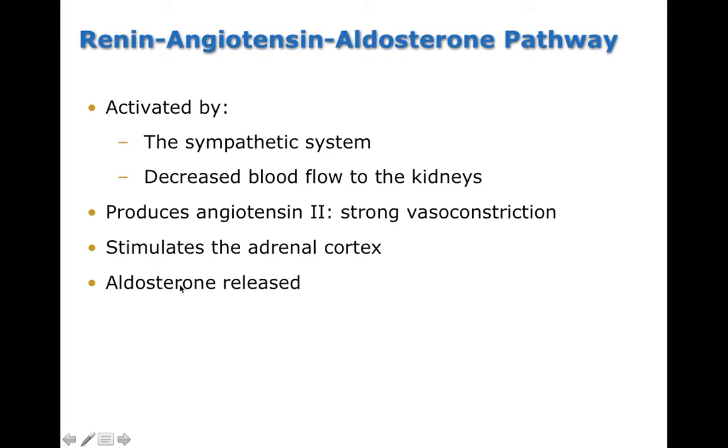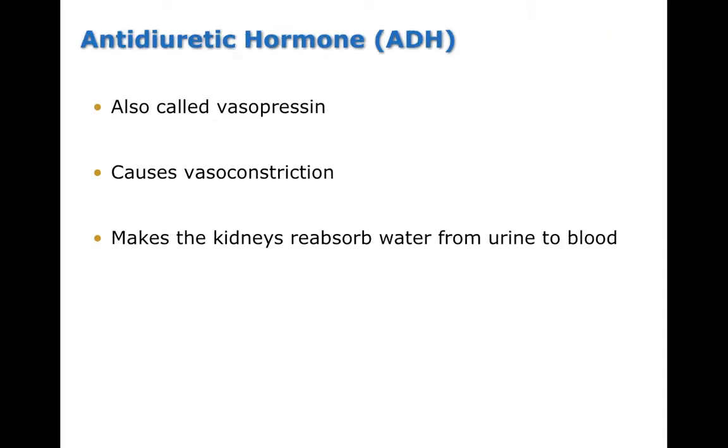So when aldosterone is released, it acts on your kidneys to help retain sodium. And if you retain sodium, then you retain water, which also keeps your blood pressure elevated. So ultimately, the effect of this renin-angiotensin-aldosterone pathway on your body during the stress response is that your blood pressure should be elevated as a result.